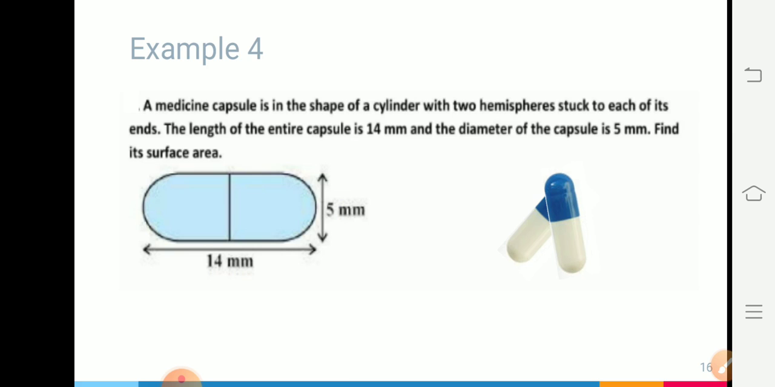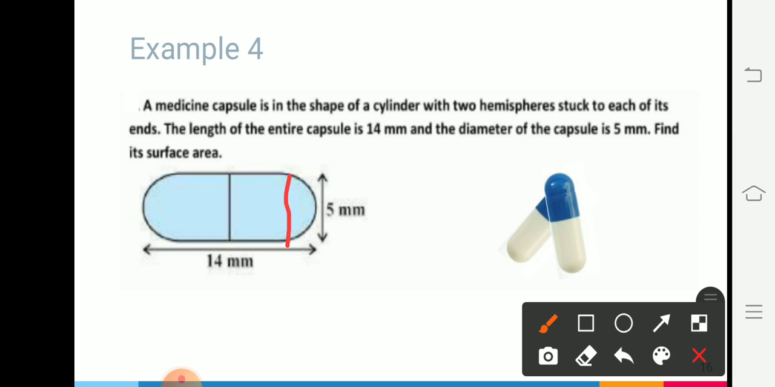The capsule will have the shape of the cylinder plus two hemispheres at its ends. So you can see this is one hemisphere, this is another hemisphere, and this part is the cylindrical part in the center. So 5 millimeter is the diameter, so 5 by 2 will be the radius of this hemisphere. And similarly, if 14 millimeter is the length of the capsule, you will subtract the radius from both the sides to get the length of the cylinder.